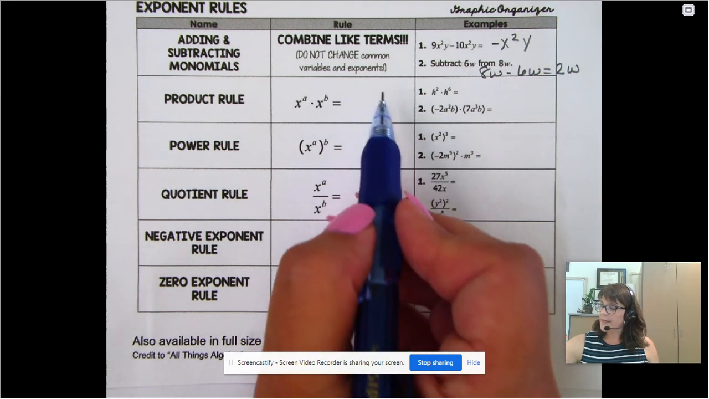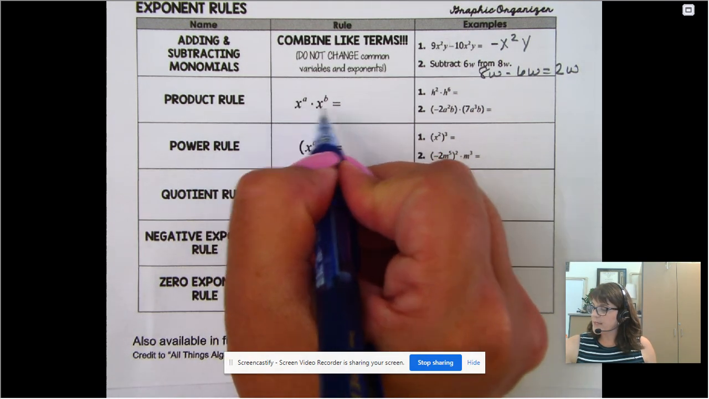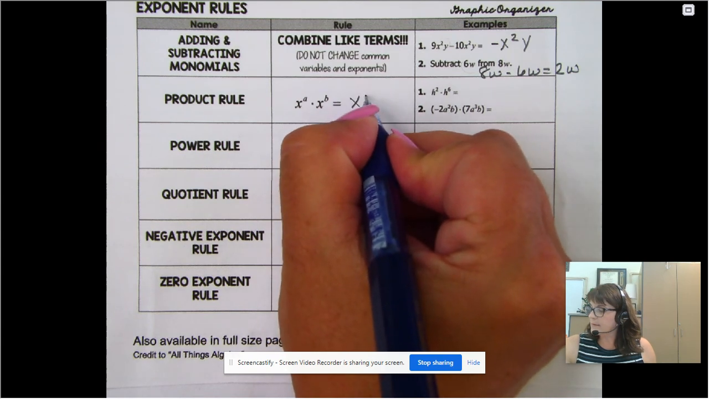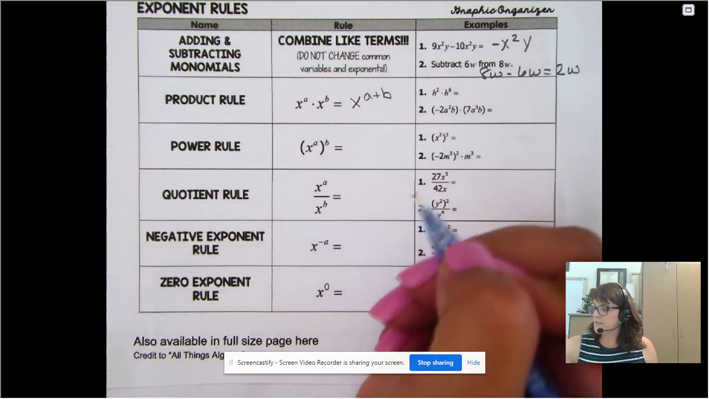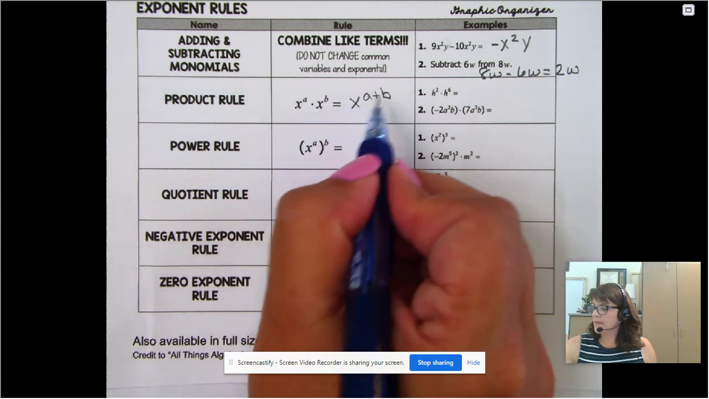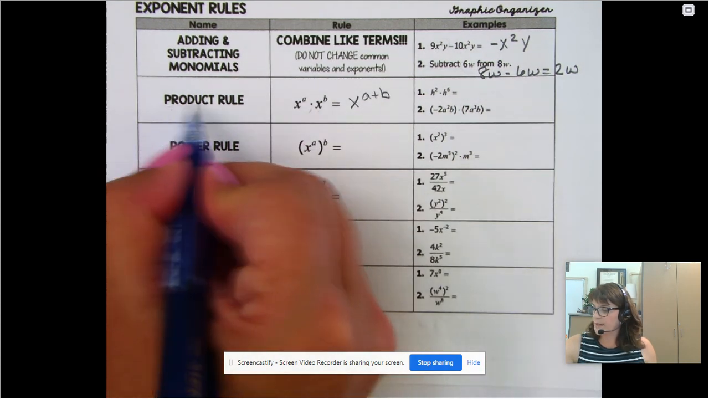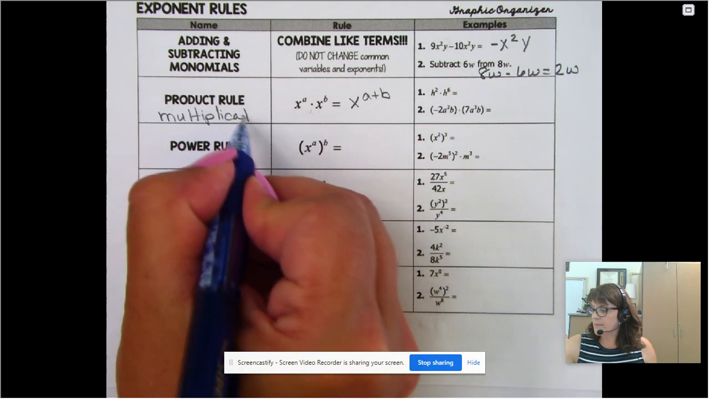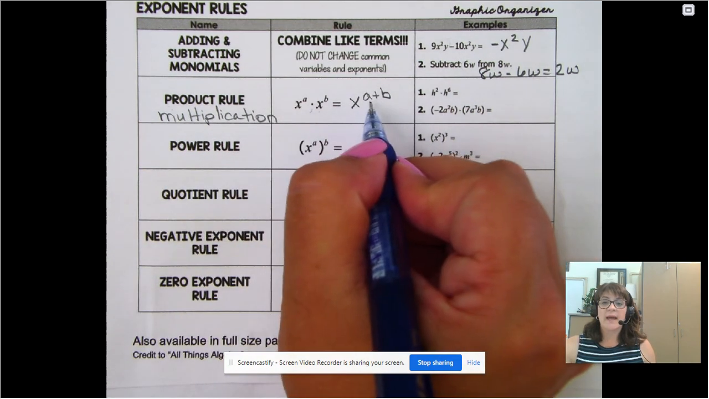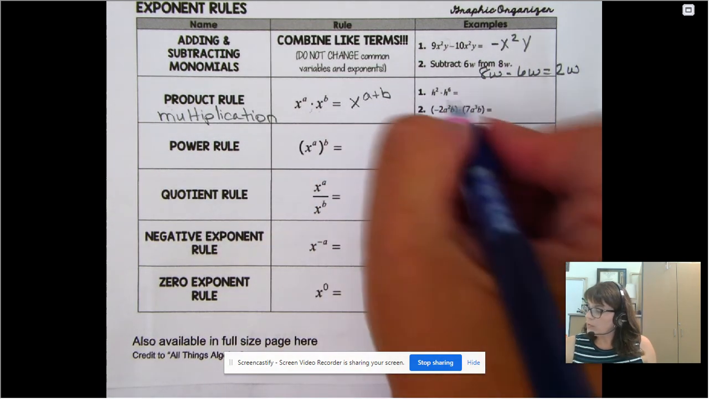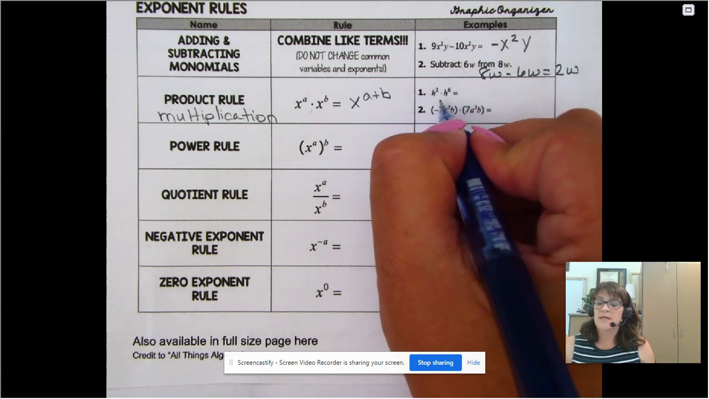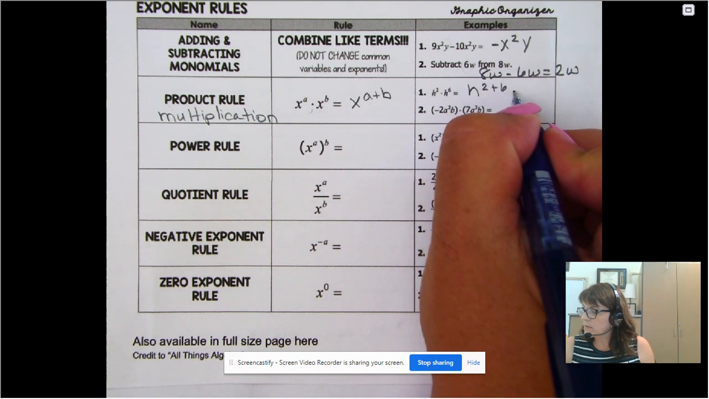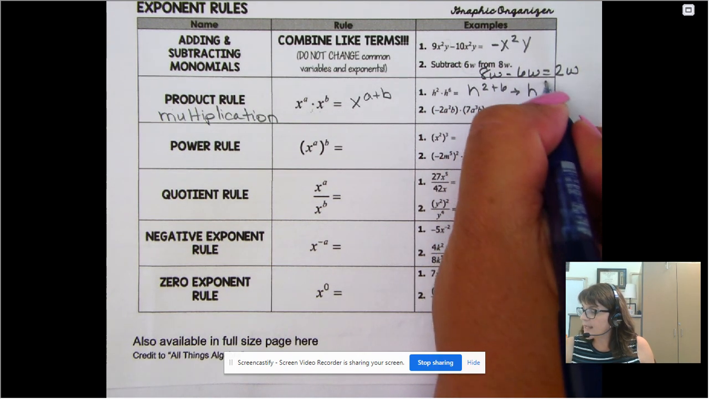Now, getting into the exponents. If you have the same base, in this case x, you can add your exponents. Same base being multiplied, that's why it's a product rule. And you could even write here multiplication. You can add your exponents. So h to the second power times h to the sixth power would be h to the 2 plus 6, or h to the 8th power.